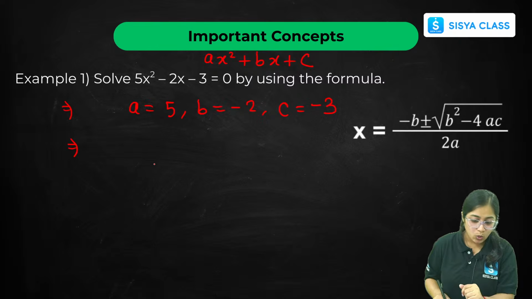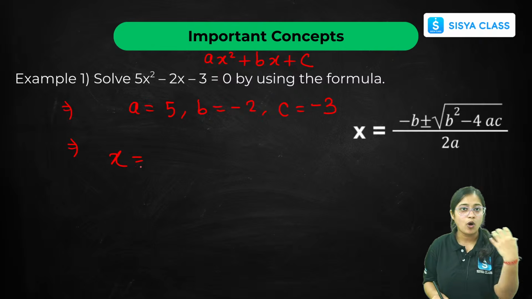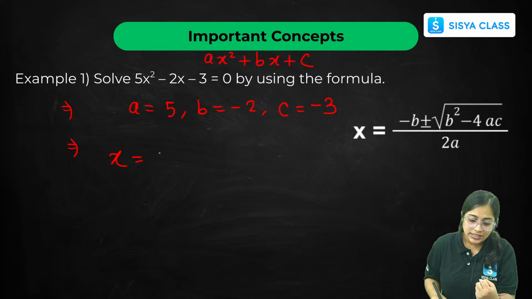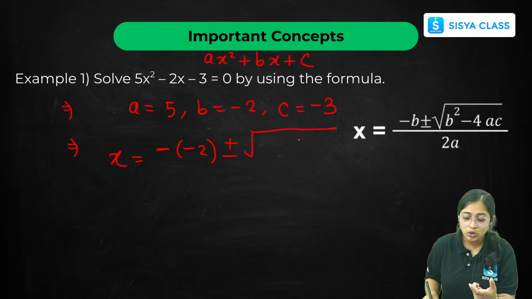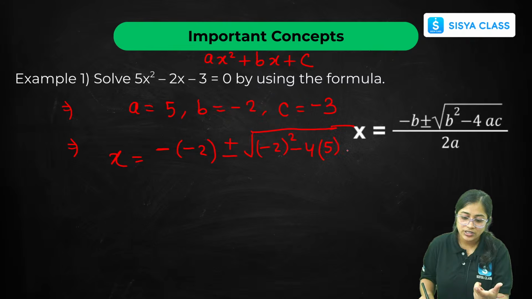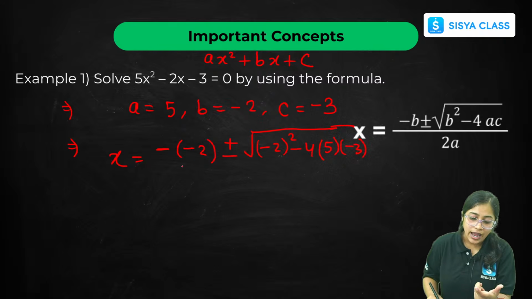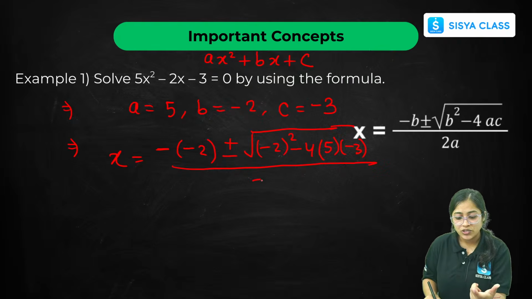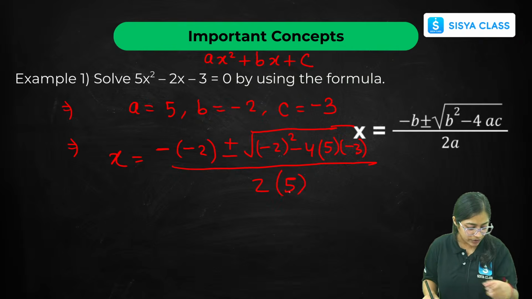Now see what are the values of x. So by using the formula, my roots are minus b, that is minus of minus 2, okay, then plus minus under root of b square, so here it is minus 2 whole square, then minus 4, and the value of a is 5 and the value of c is minus 3, okay, and then divided by 2a, so 2 and the value of a is 5, right?